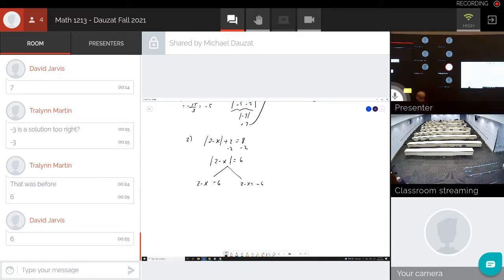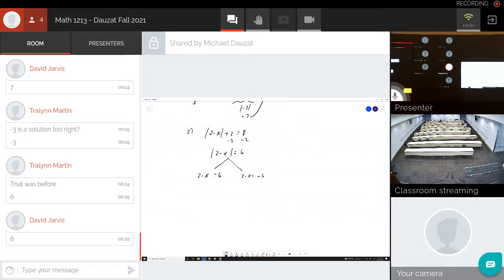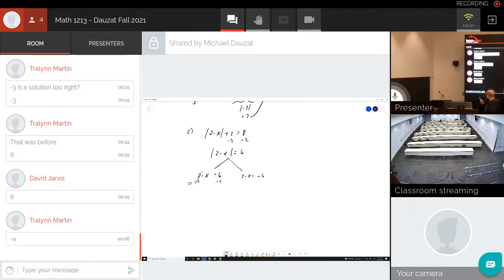To get x by itself, first thing I would do here is just subtract 2 from both sides. Now be careful because you're subtracting x. When you combine like terms, this is 0, and what's 0 and a negative x? Is it x or is it negative x? What's 0 minus x? Okay, so Trey Lynn says negative x, that's correct. Negative x.